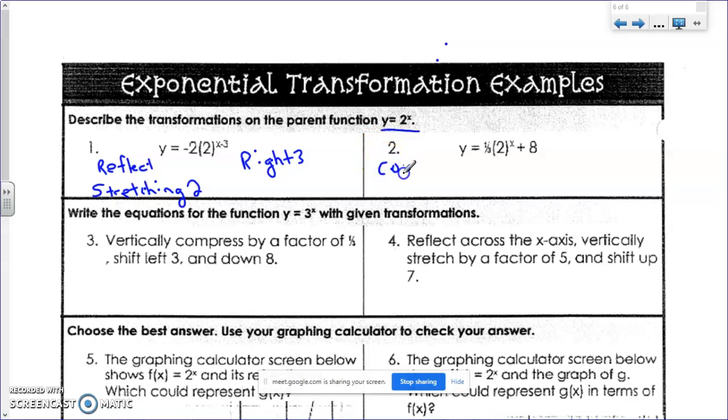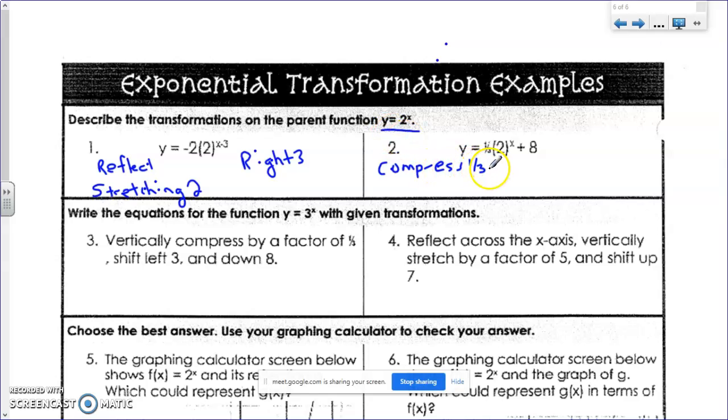Compressed. Yes. The 2 tells me I'm stretching. This 2 up here is the base, but it's here. Not this 2. This 2. Yes, because it's the same function, but it's having different transformations to that parent function.